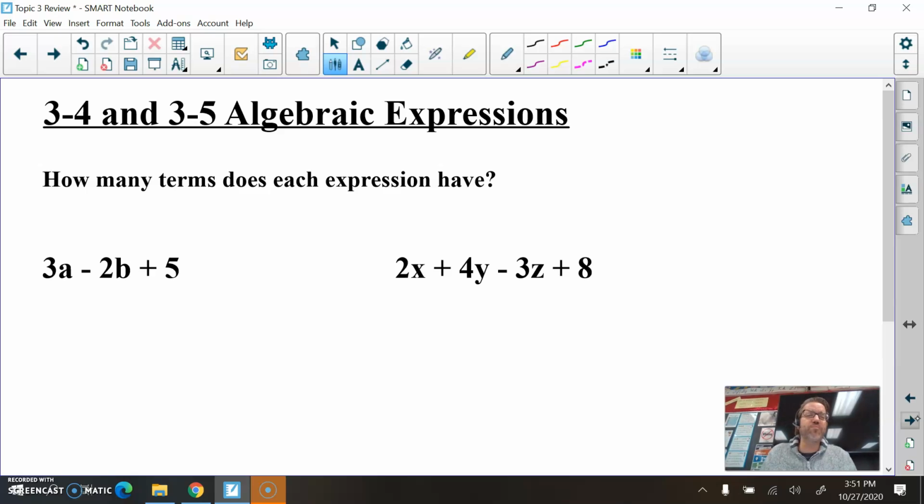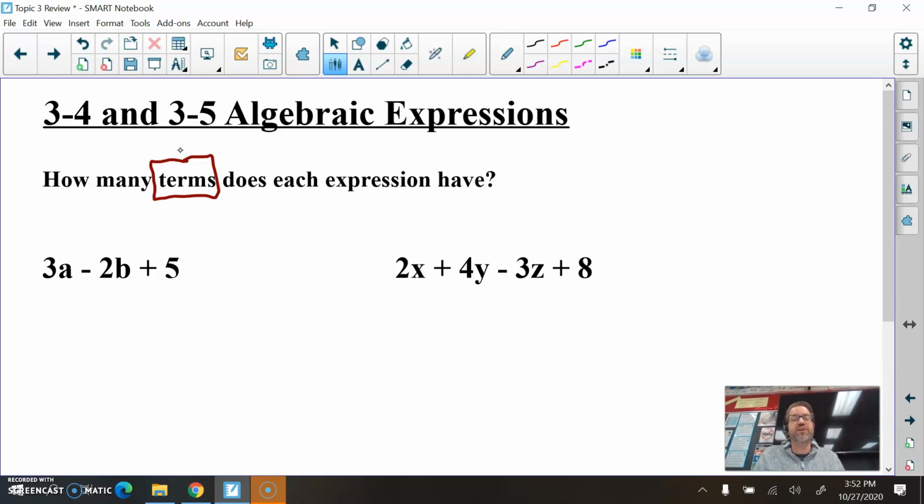Algebraic expressions, now we're moving into sections 4 and 5 of topic 3. Algebraic expressions have something called variables in them, like 3a minus 2b plus 5, 2x plus 4y minus 3z plus 8. These are representing values that can change. We can put lots of numbers in place of those variables, and we'll get different results depending on what we put in there. But the first thing I want to discuss is, what are terms?